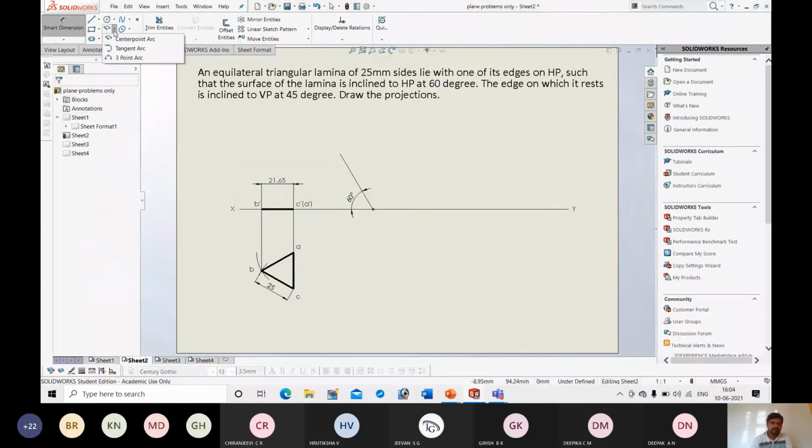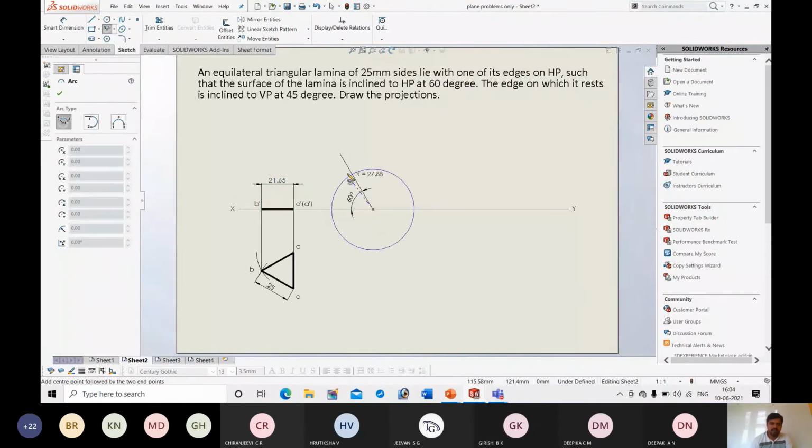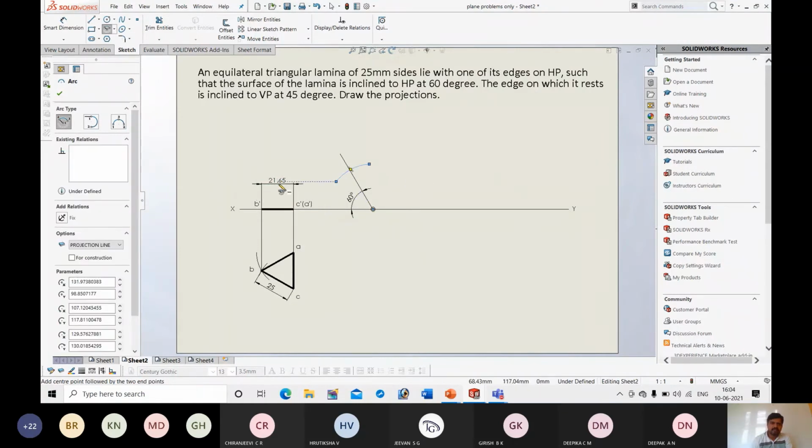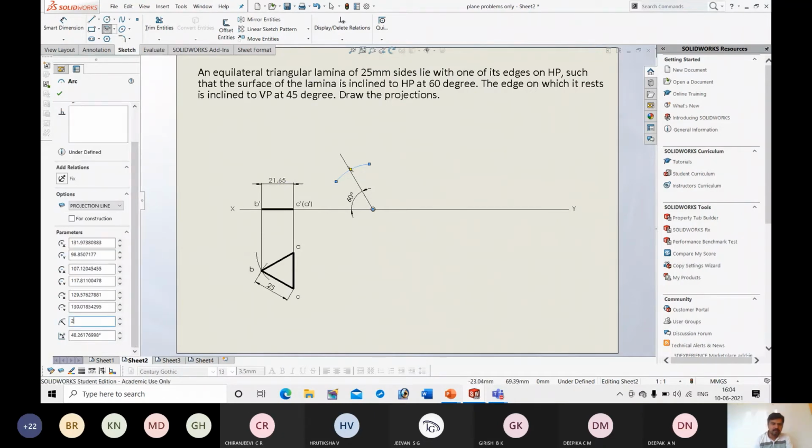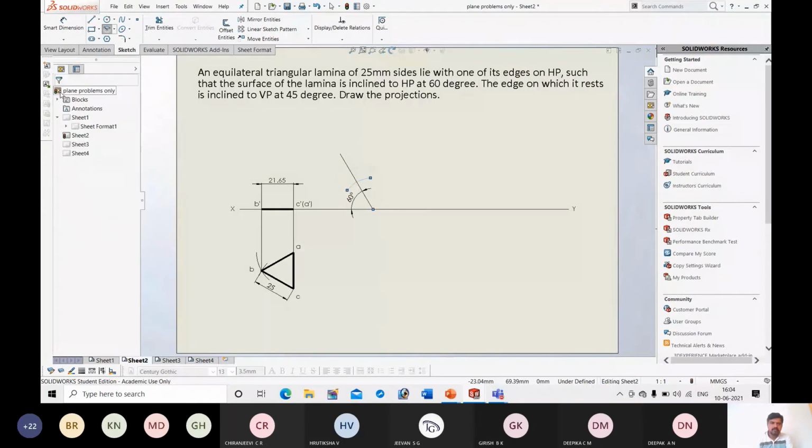Now I will draw an arc. For that, the radial distance is 21.65. Okay, this is the point.